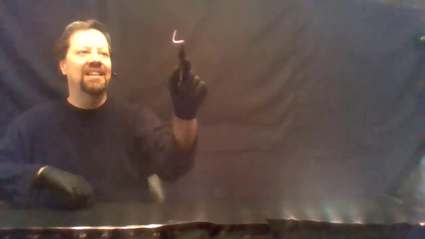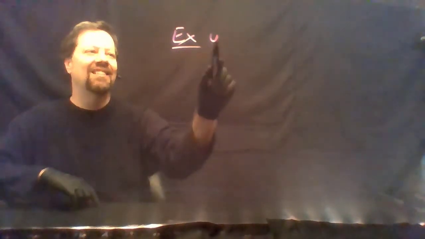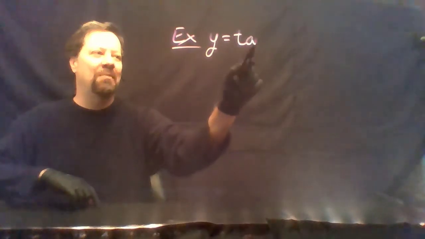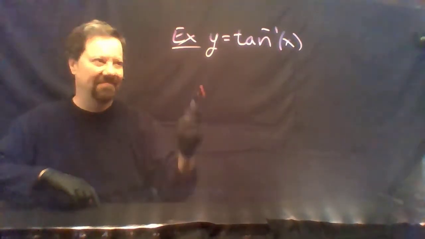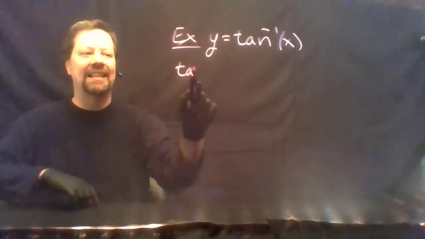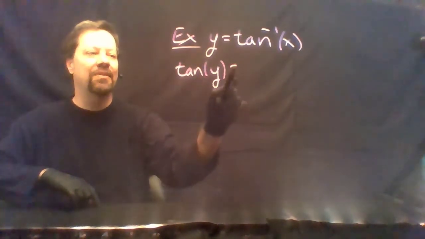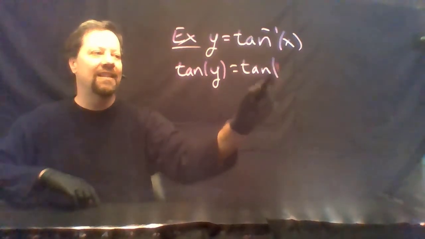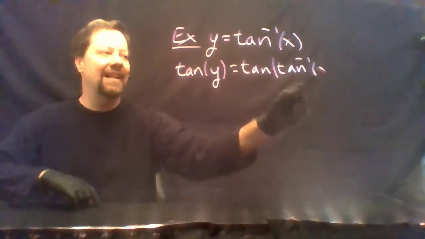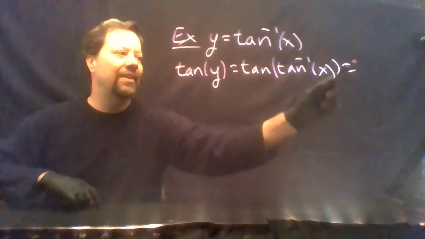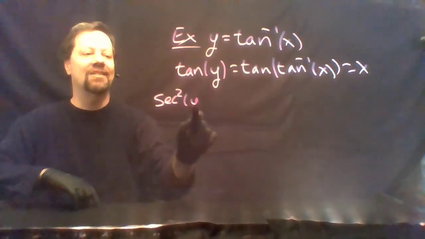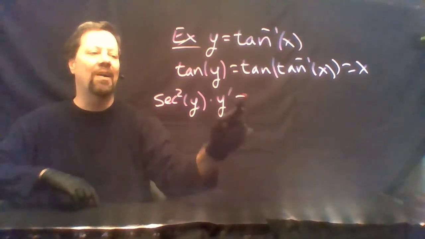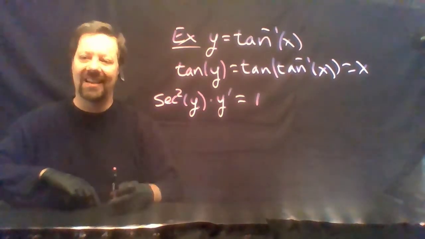Okay, now that you know how to calculate the derivative of inverse sine, how about inverse tangent? It's the same idea. Take the tangent on both sides. The tangent of the inverse tangent cancels, leaving you with x. The derivative on the left-hand side is secant squared of y times y prime. On the right-hand side, the derivative is 1.